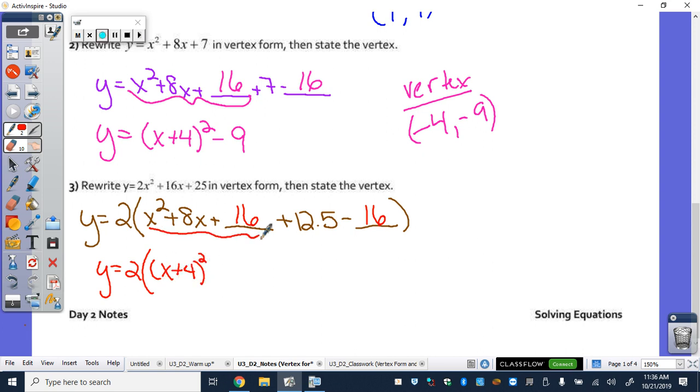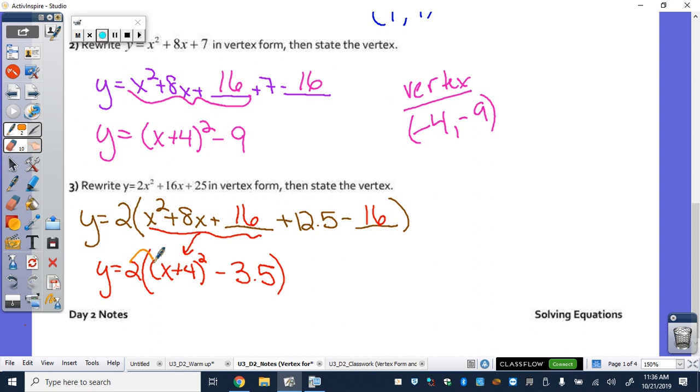So this trinomial factors into x plus 4 squared. Again, I still have that 2 hanging out in front. 12 minus 16, if my brain is working, should be negative 3.5, so minus 3.5. So we can't find our vertex yet because we've got that 2 on the outside of everything.